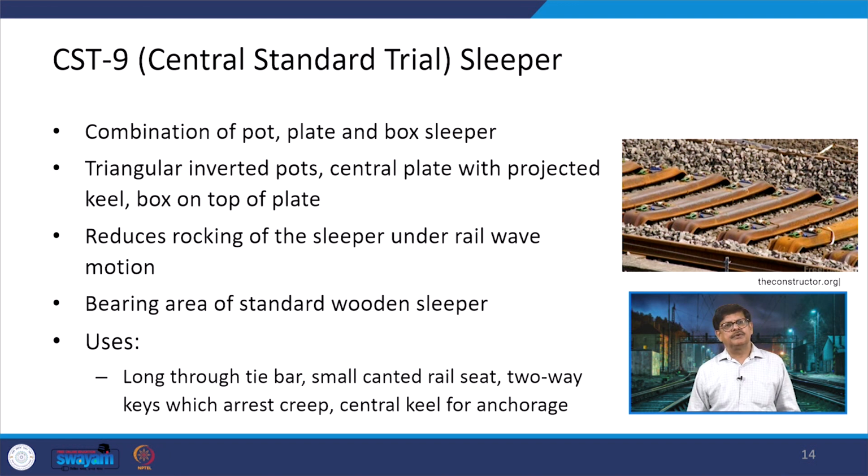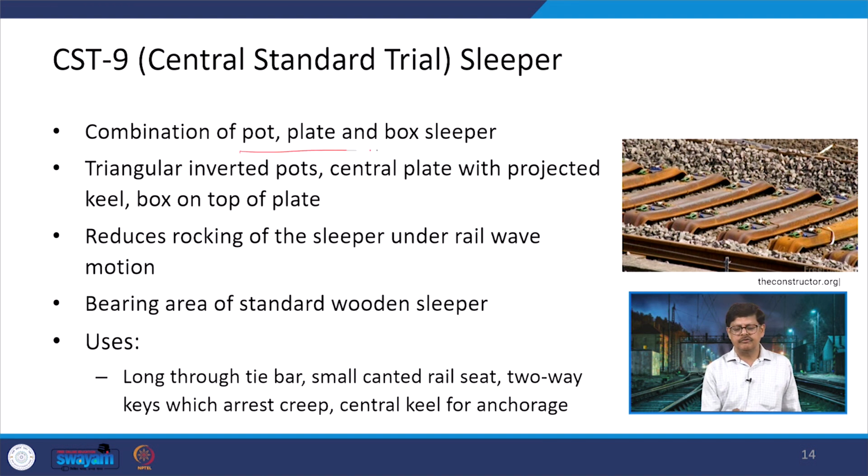Then there was another development by the Indian Railways, it is being termed as CST 9. CST 9 is Central Standard Trial number 9. So, this Central Standard Trial number 9 actually was one of the most successful of the trials, even though after that also some trials have come, given numbers like 11 and so on, but this was the most used sleeper in that category.